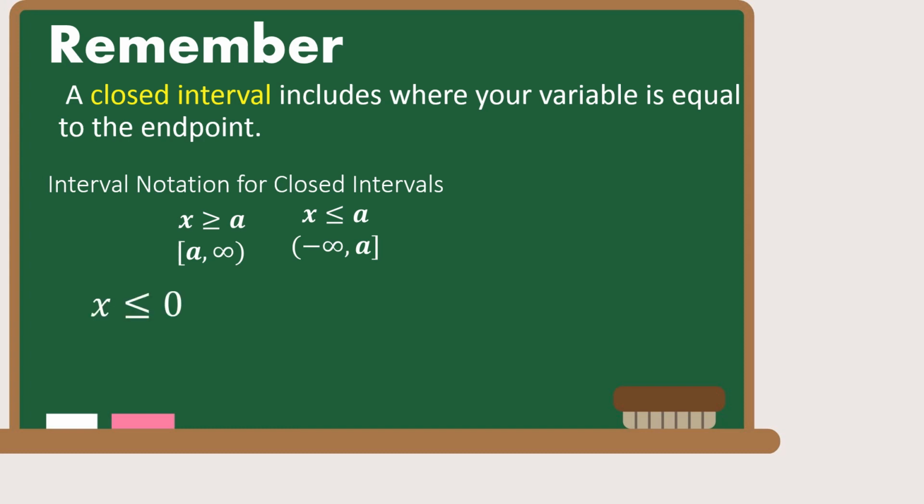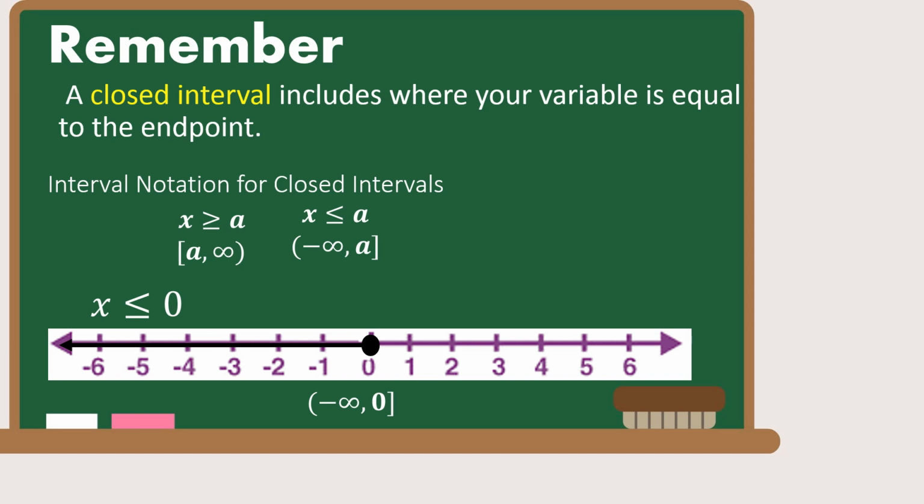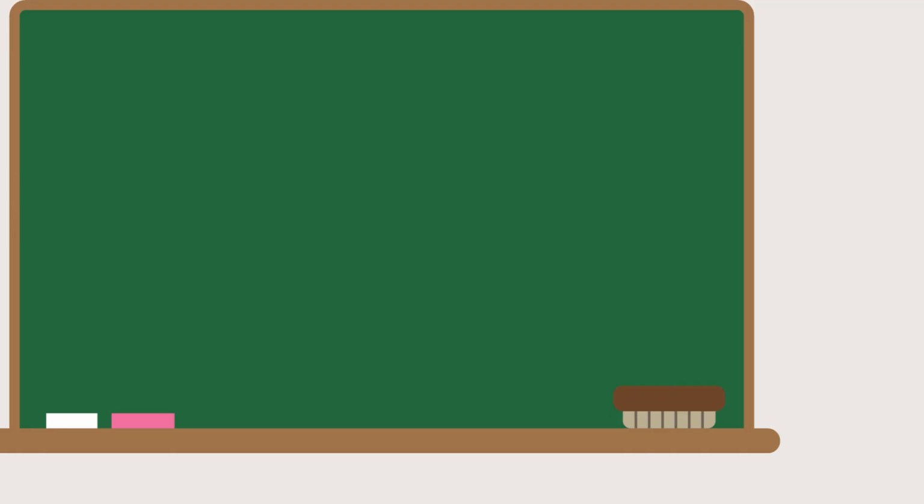We have here the example x is less than or equal to 0. We will use the open parenthesis, negative infinity, comma, 0, and closed bracket. I can see that you are now ready in solving linear inequalities in one variable. So let's start. Let's solve x plus 2 is greater than 5.